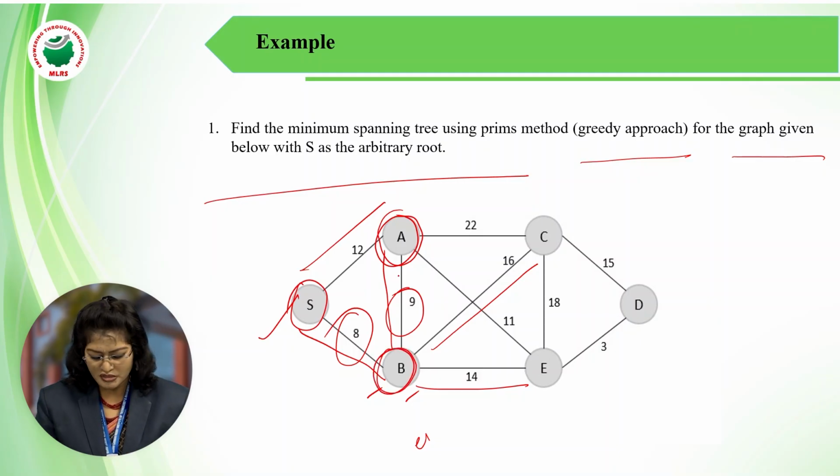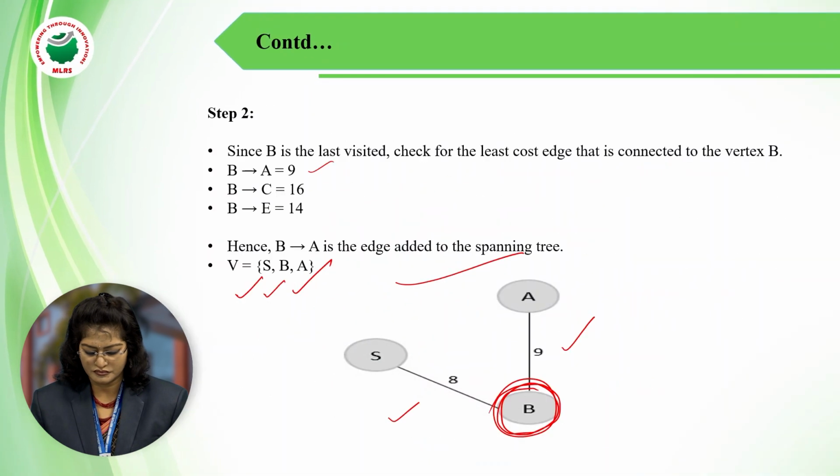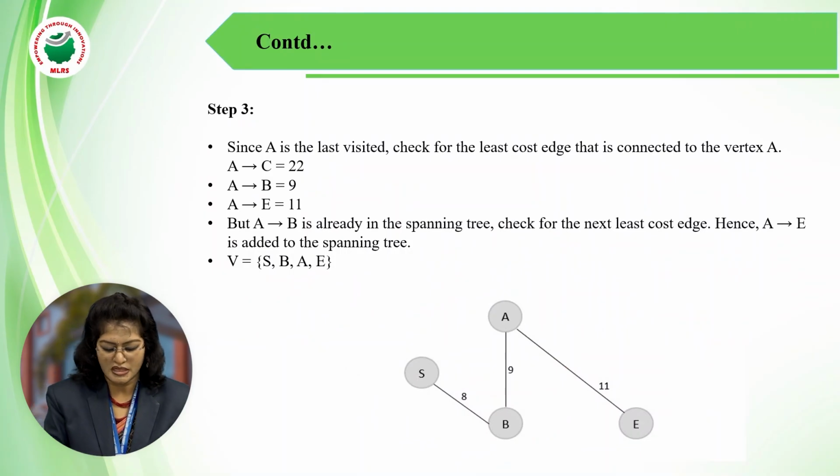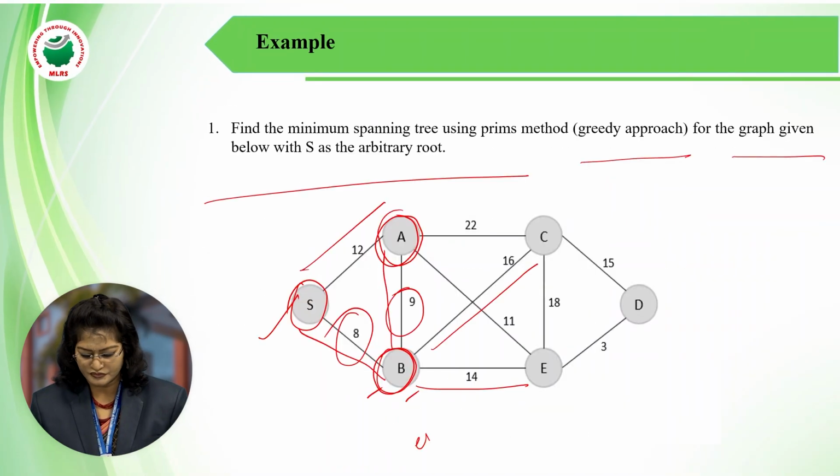Now A to B is there, A to S is there, A to E is there, A to C is there. So we have to check here, already it is completed. So we have to check A to S, A to C, and A to E. So this is now step 3 we have entered. Since A is the last visited, check the least cost. A to C is 22, A to B is 9, and A to E is 11.